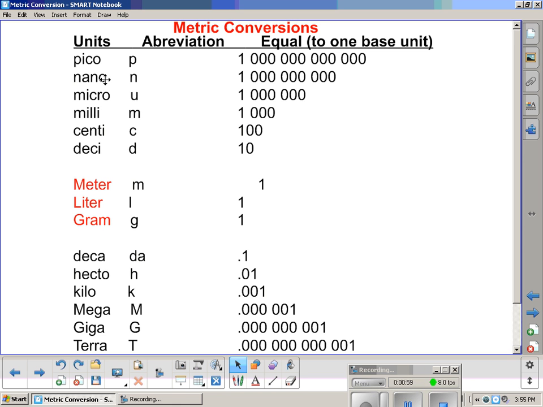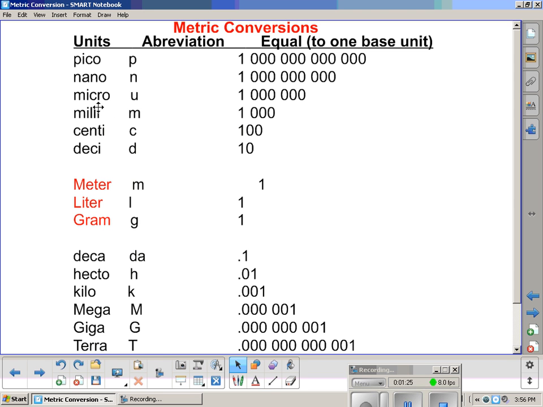Nano could be used in nanometers when discussing such things as the wavelength of various light energies in that region. Micro, you deal with these every day. You may not realize it. A microwave oven is named after the wavelength of energy that is used to heat up your food.